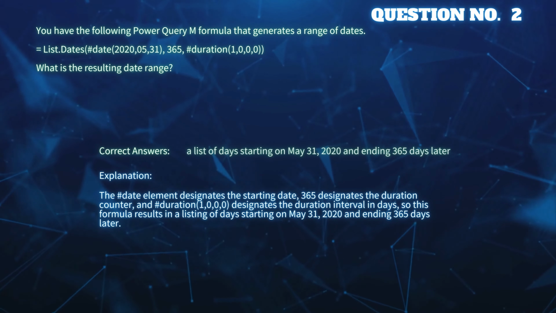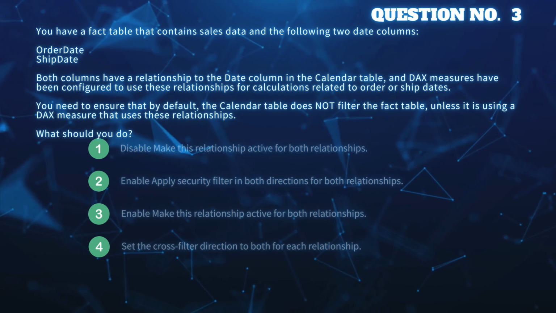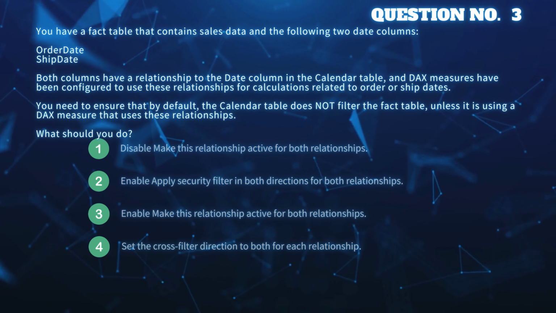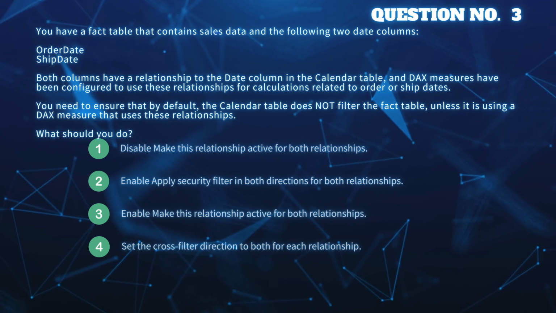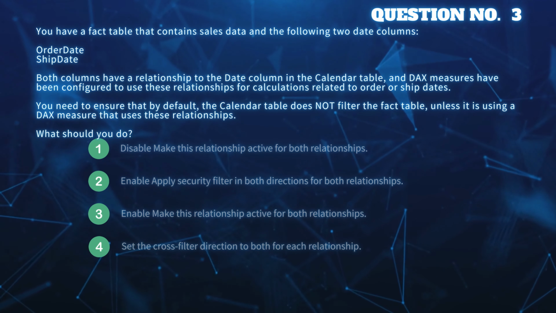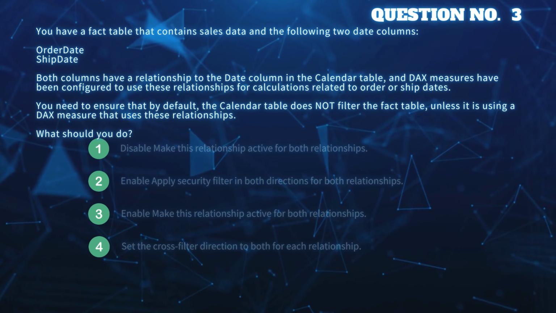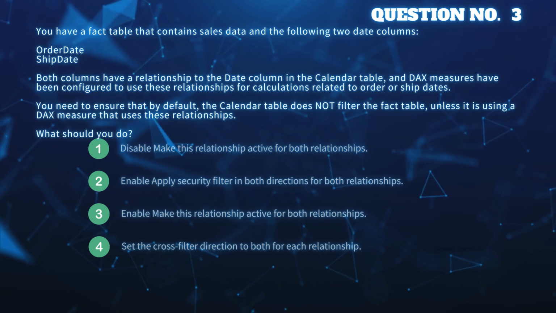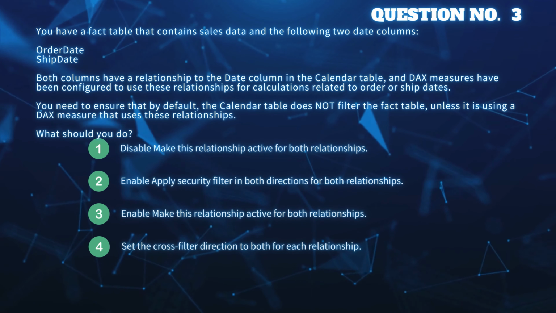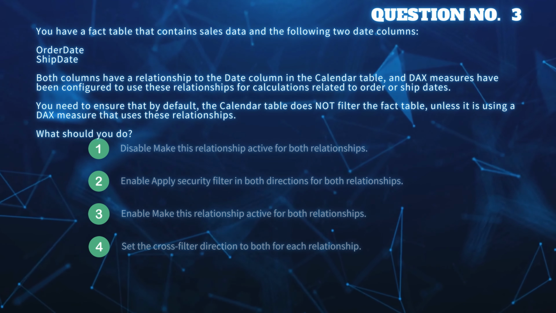You have a fact table that contains sales data and the following two date columns: Order date and Ship date. Both columns have a relationship to the date column in the calendar table, and DAX measures have been configured to use these relationships for calculations related to order or ship dates. You need to ensure that by default, the calendar table does not filter the fact table, unless it is using a DAX measure that uses these relationships.